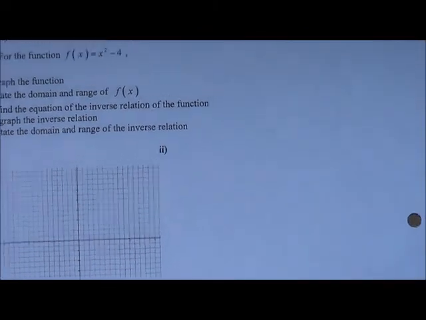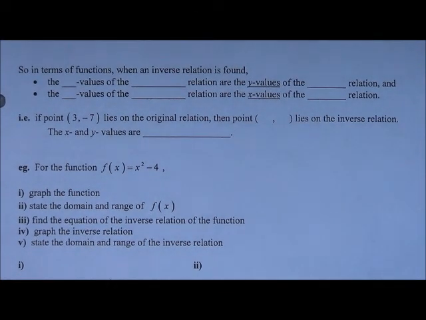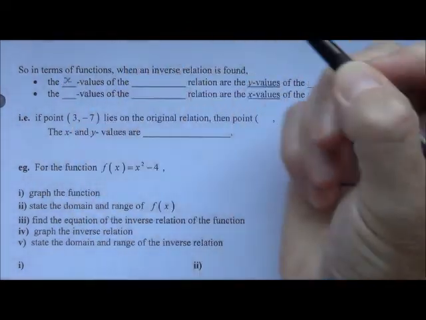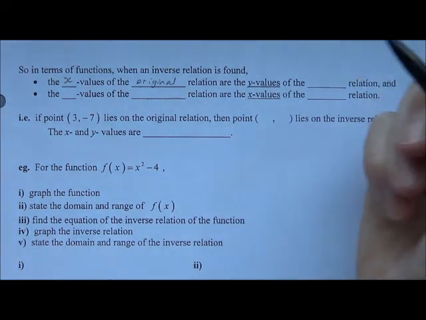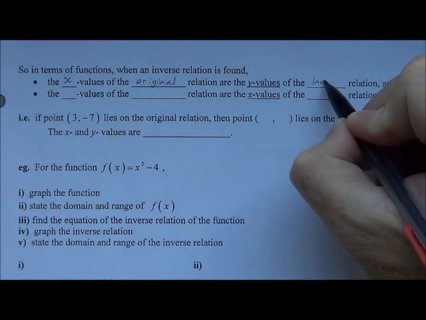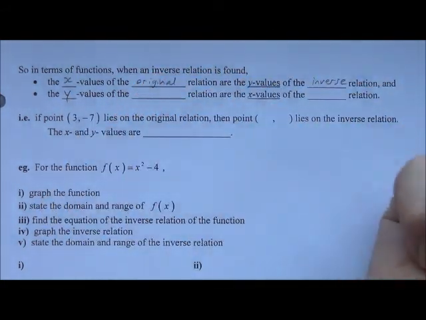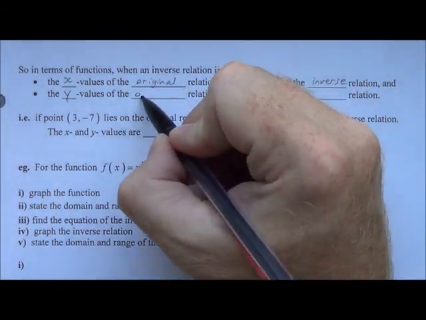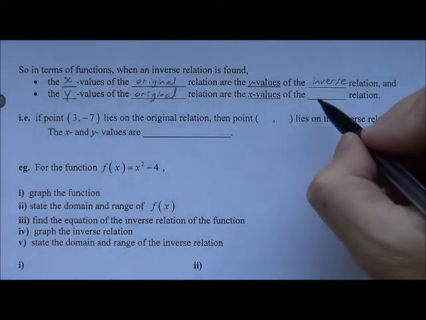So in terms of functions, when an inverse relation is found, the x values of the original relation are the y values of the inverse relation, and the y values of the original relation are the x values of the inverse relation.